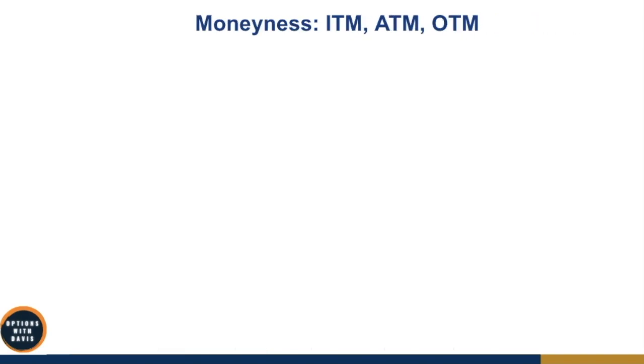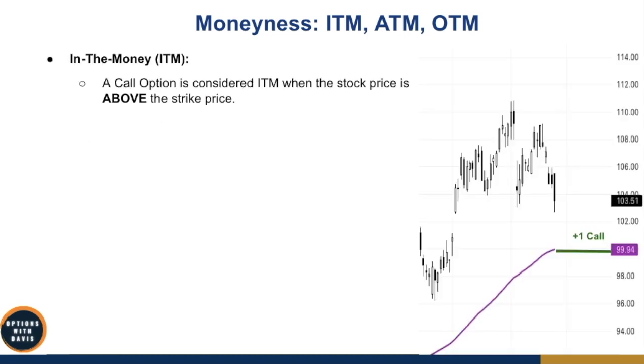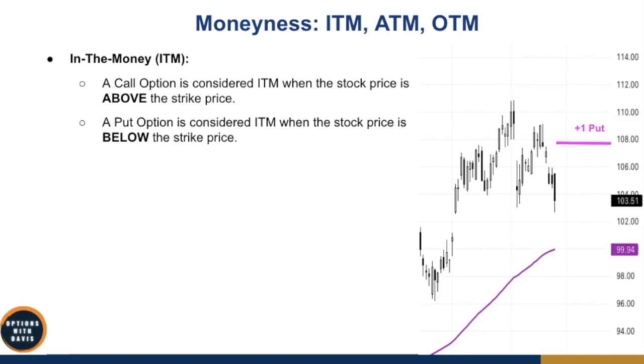Alright, so the next topic is about moneyness, right? You have ITM, ATM, and OTM. What does this mean? ITM stands for in the money. A call option is considered in the money when the stock price is above the strike price. As you can see down here, the strike price is $100 and the current price is $103.51. So anything that's above this call option strike price is considered in the money. On the other hand, a put option is considered in the money when the stock price is below the strike price. So anything below this strike price is considered in the money.